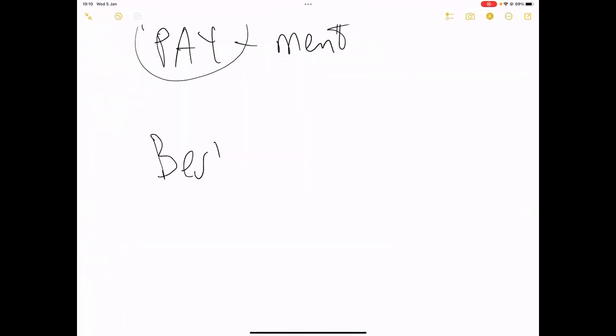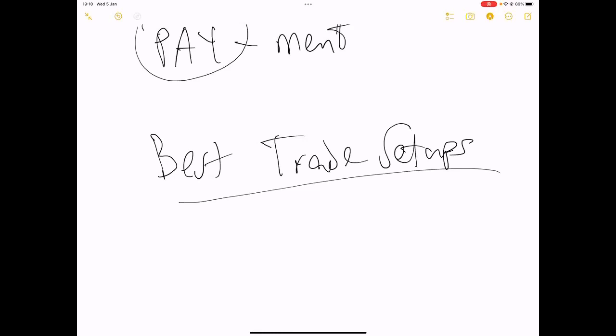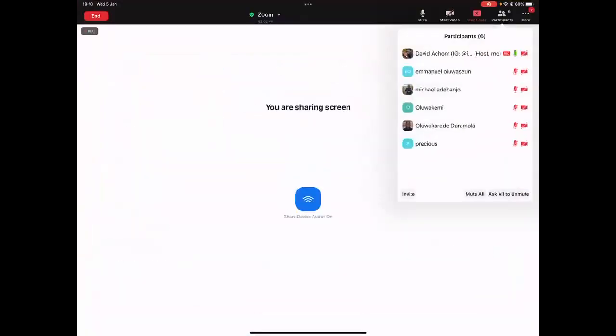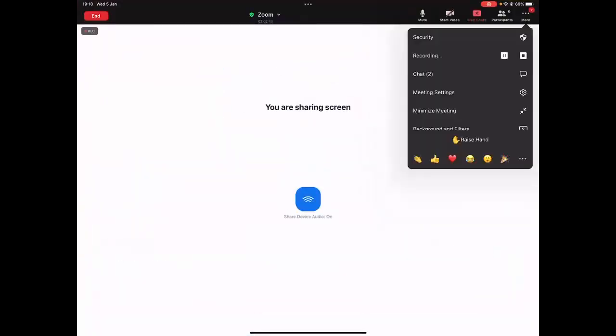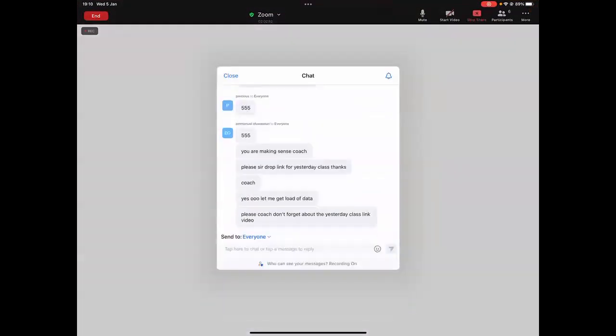Best trade setups. Before we go into this, if you have any questions so far on charting, please type 111 so I can.